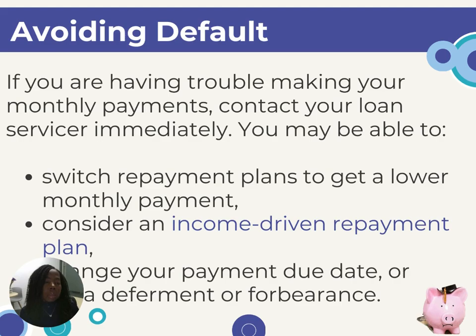So, after you've gotten the loan out of default, it's important to avoid defaulting again. If you're having trouble making your monthly payments, contact your loan servicer immediately. You may be able to switch repayment plans to get a lower payment. You can consider an income driven repayment plan where your payment could be as little as zero. You can change your payment due date if that's an issue. And you can also request a deferment or forbearance if you still have those options available on your loans.